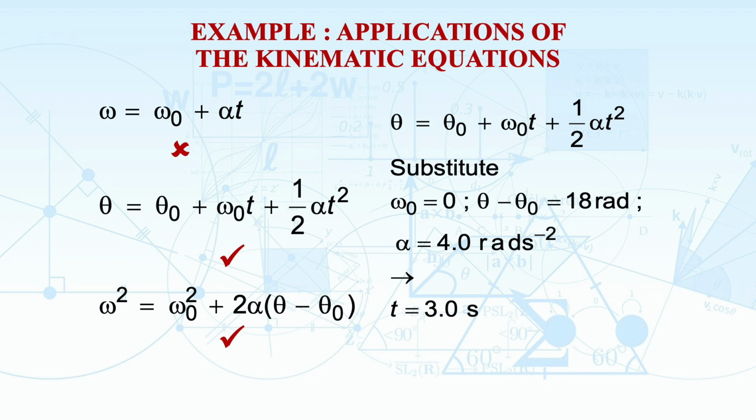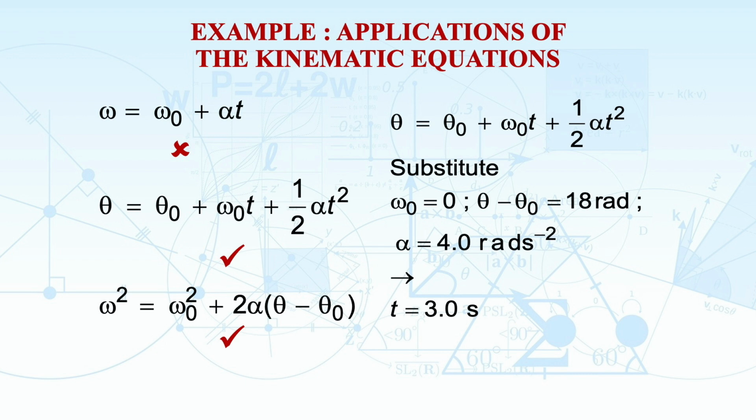Let us start with the first equation. Omega is equal to omega 0 plus alpha t. What do you know in this equation? You know alpha, you know omega 0, but you do not know t. So basically, you cannot use this equation because you have 2 unknowns. T and omega are both unknown.